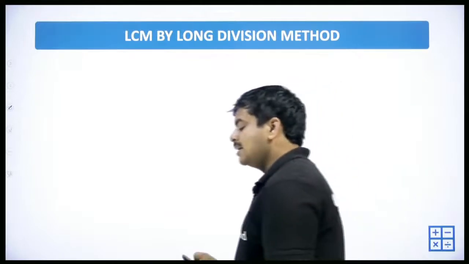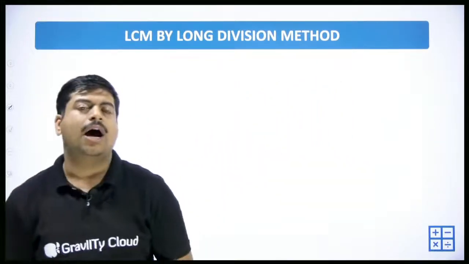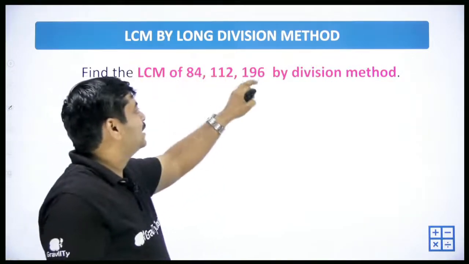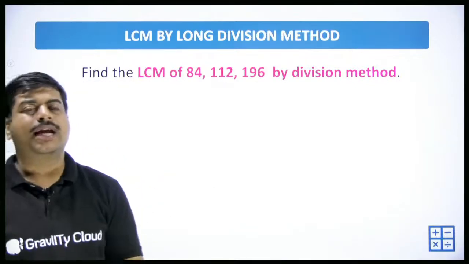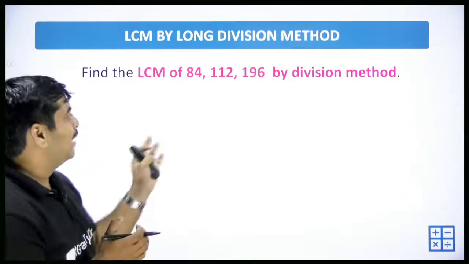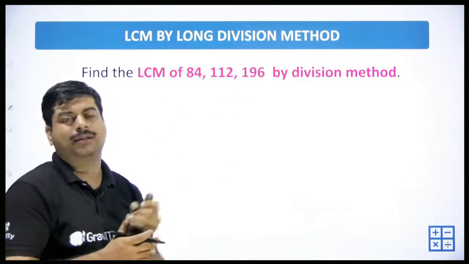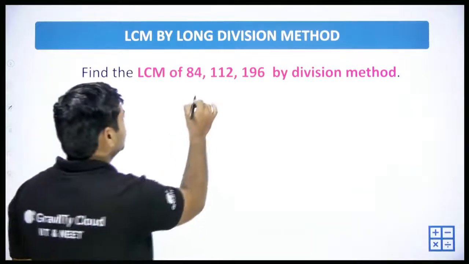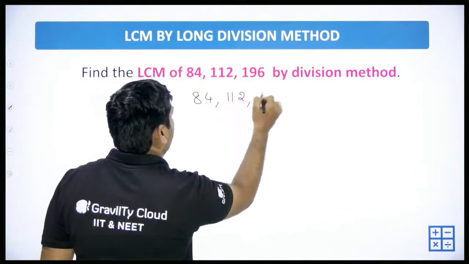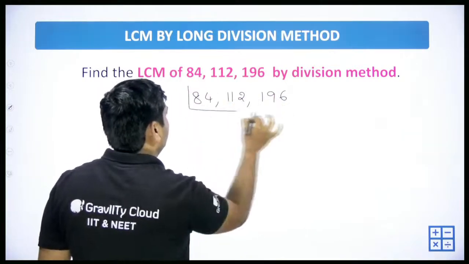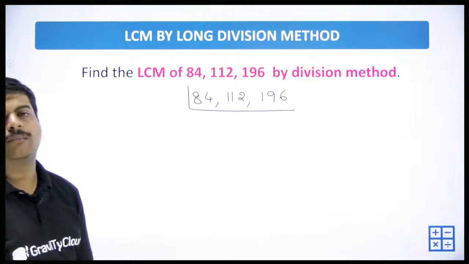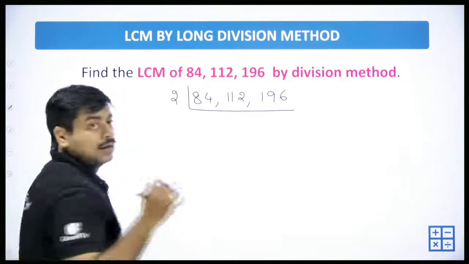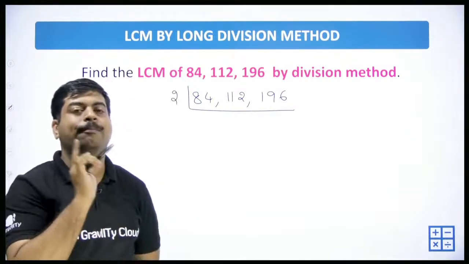Now, let's try to find the LCM by the long division method. How to go with the long division method? Find the LCM of 84, 112, 196 by division method. Carefully understand, the method is the same for any number of numbers. You have 3 numbers here; the method is the same even if you have 4 or 5 numbers. Let us divide all the numbers by one common factor. Let's start with 2, and be sure that we are dividing only by prime numbers.